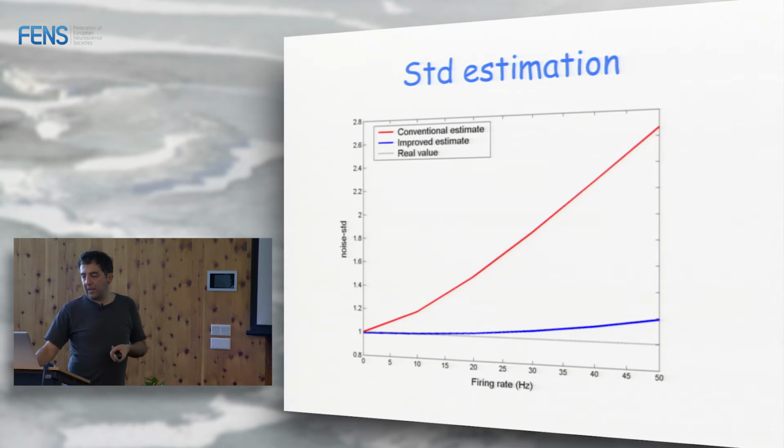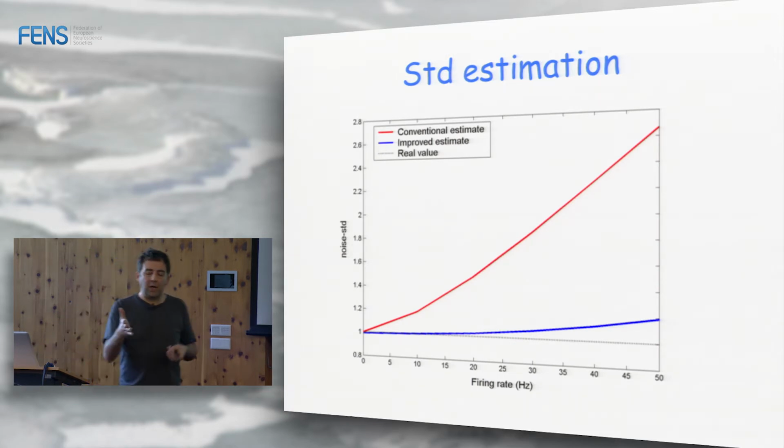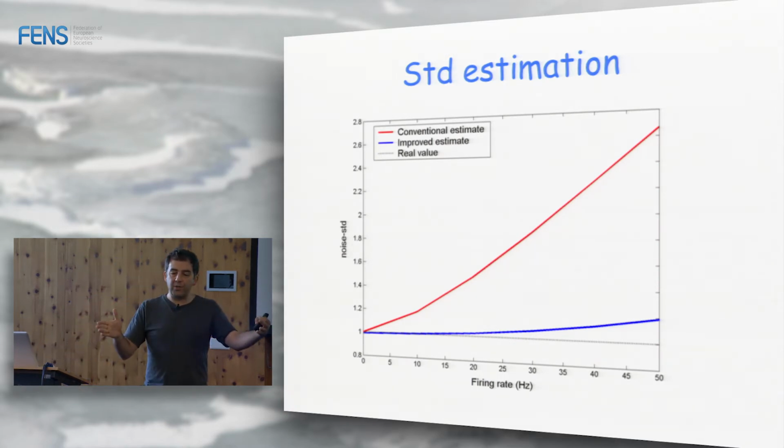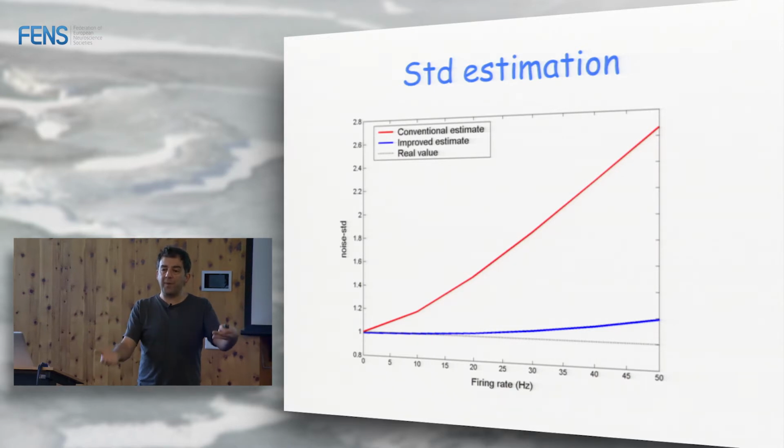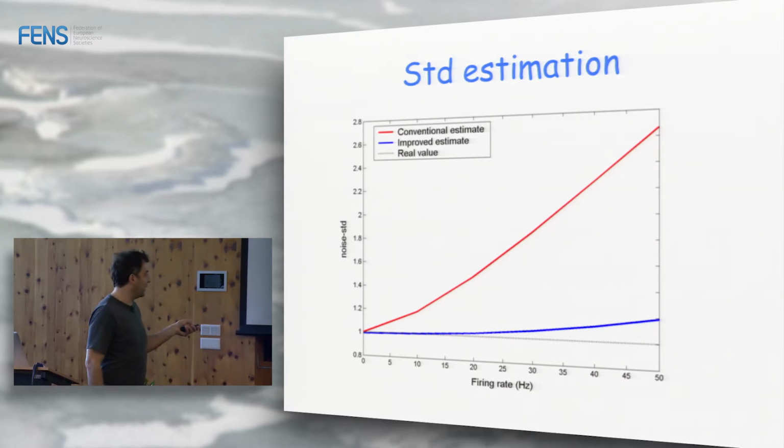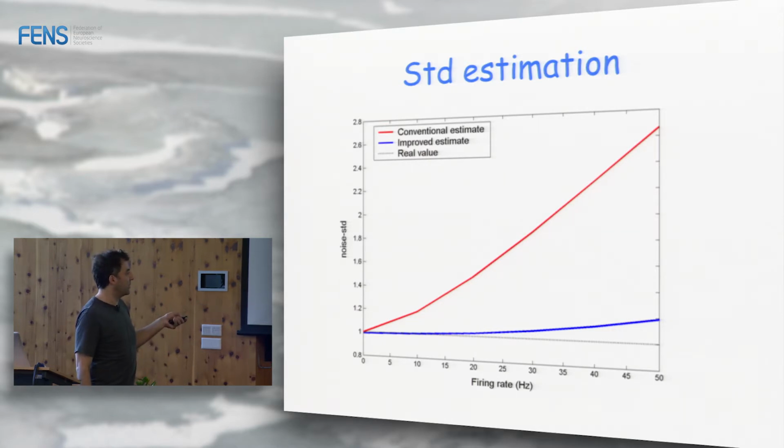And I show you this. I did it with simulations. So I had a simulation, and I started putting more and more spikes. So I started increasing the firing rate of my simulated neuron. And this is how the estimation based on the standard deviation went. It started higher, higher, higher, and the one using the median stayed very close to the theoretical value, which was 1. So it's much more robust.